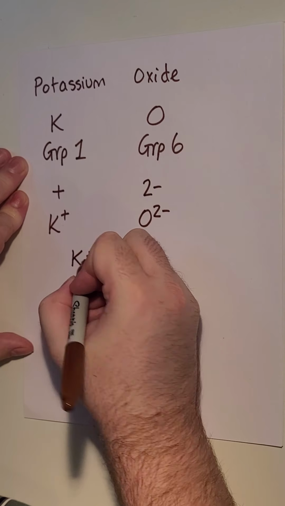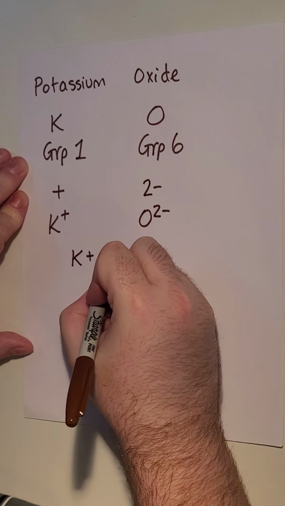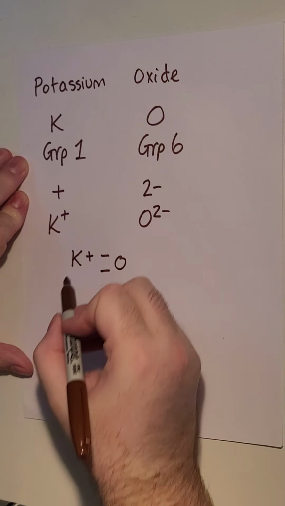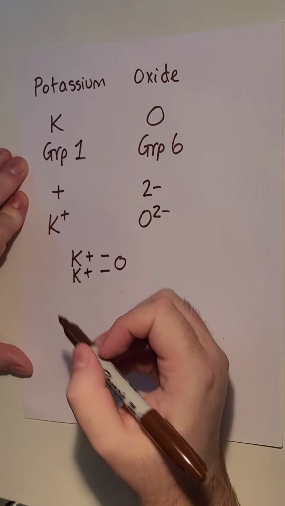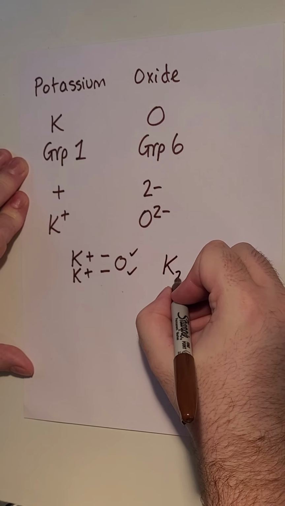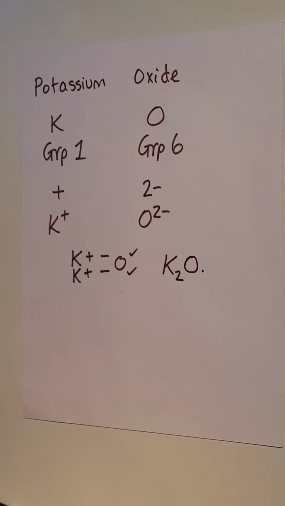To work out the formula, we've got a K+ here, and we have 2 negative charges from our oxygen. How do we get these balanced? We need to add another K+ in. Are these balanced? Yes, to give us K2O. If you need any further examples on this, please do let me know.